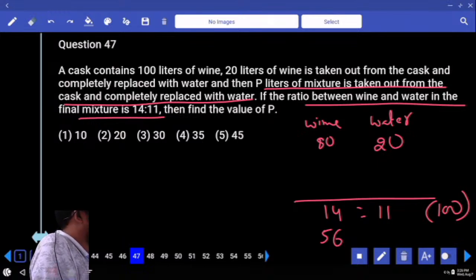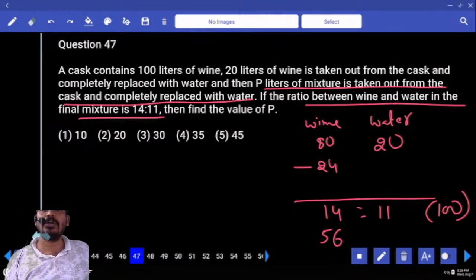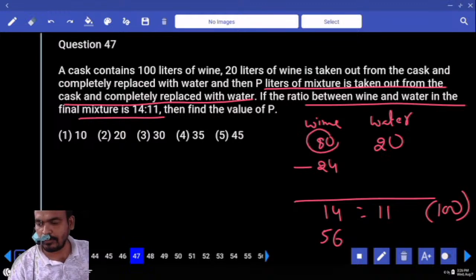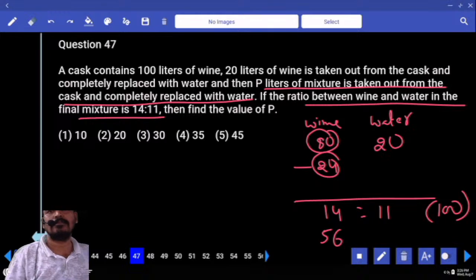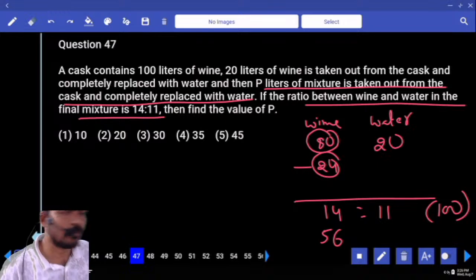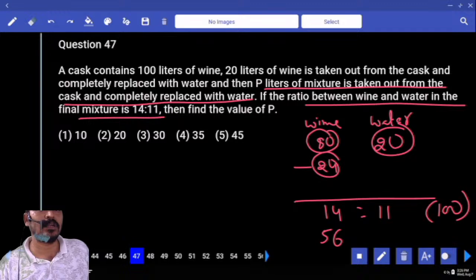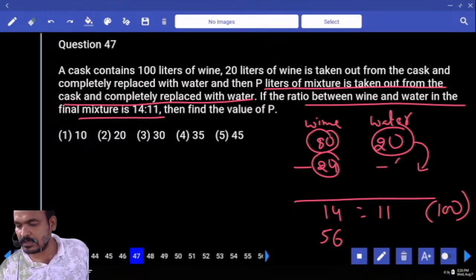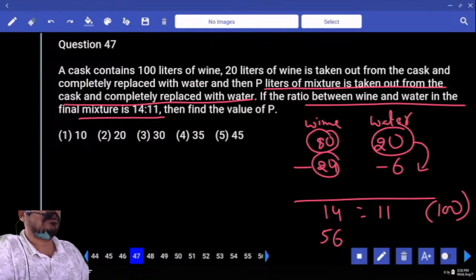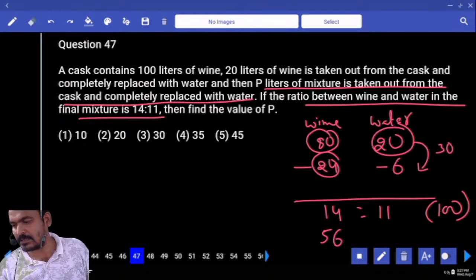How many liters are removed? 24. How many liters of wine is removed? 24. Okay, just listen. Out of 80, 24 is what percent? 30%. In wine, 30% are removed means water also 30% removed. What is the 30% of 20? 6. What is the removed wine? 24. Removed water? 6. Then removed quantity? 30. The 30 liters is P value, no?